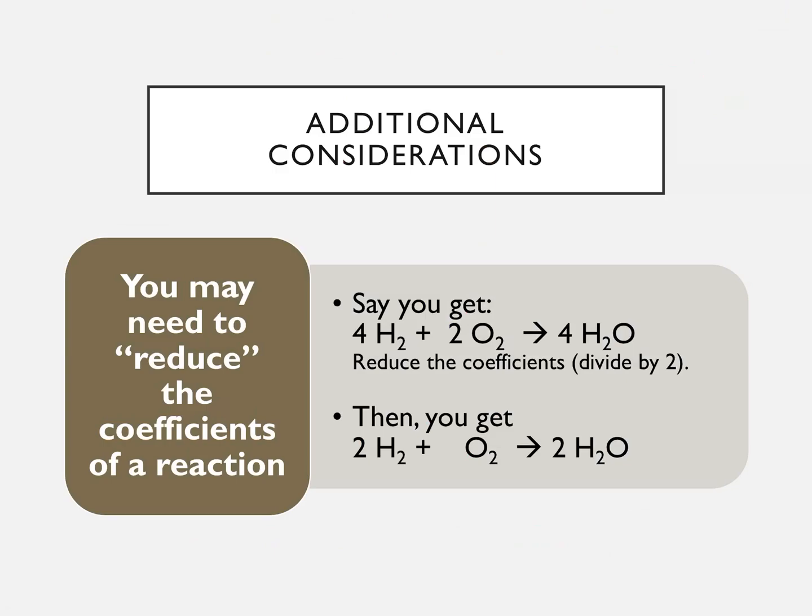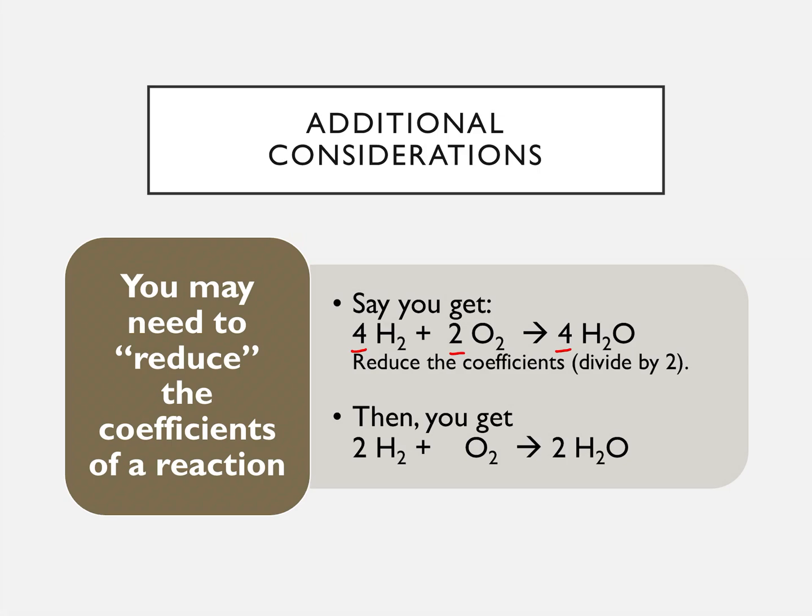Sometimes you may need to reduce coefficients of your balanced chemical equation. So if you get to a situation where you have 4 and 2 and 4, and yes, it's balanced, right? We have 8 hydrogens on each side and we have 4 oxygens on each side, but our coefficients are not in their lowest common form.